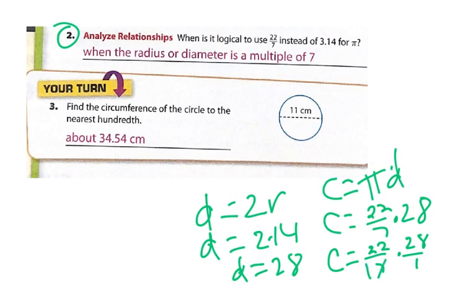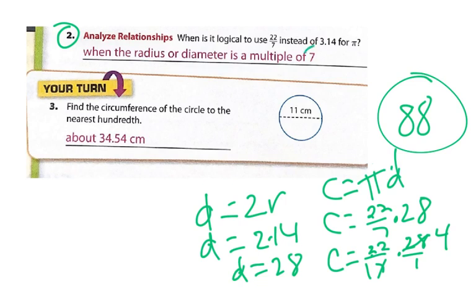So 7 goes into 7 once, 7 goes into 28 four times. Then I know that 22 times 4 is 88. That's how we got 88 for the circumference of the previous problem. So whenever the radius or diameter is a multiple of 7, using that 22 over 7 is easy because you can cross simplify and then easily just do the multiplication by hand instead of using a calculator.